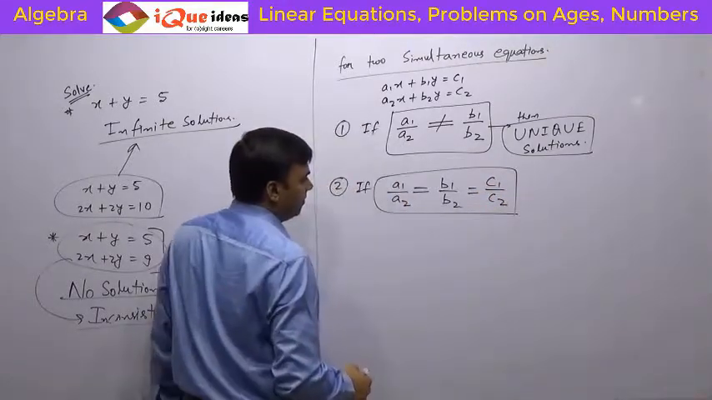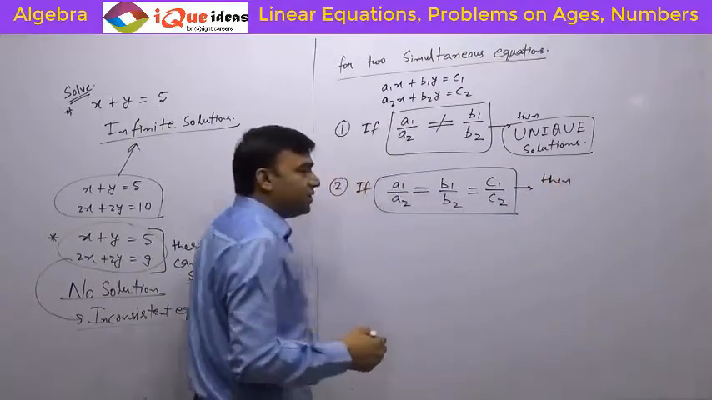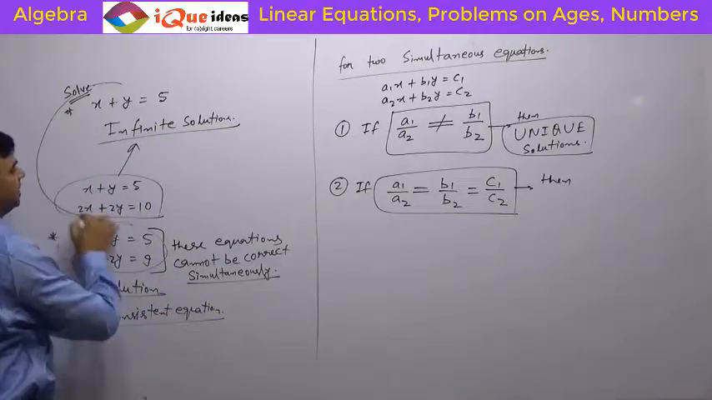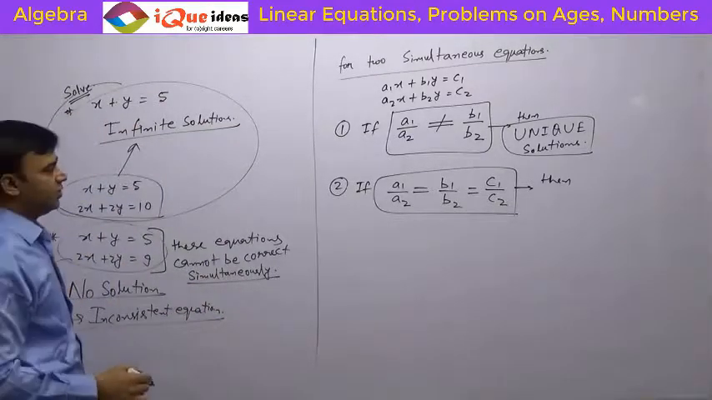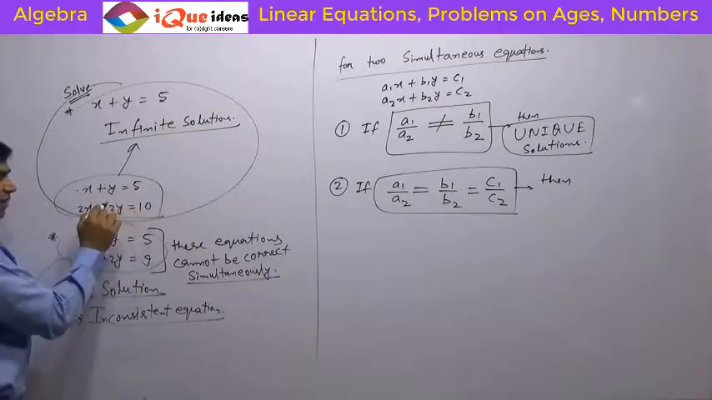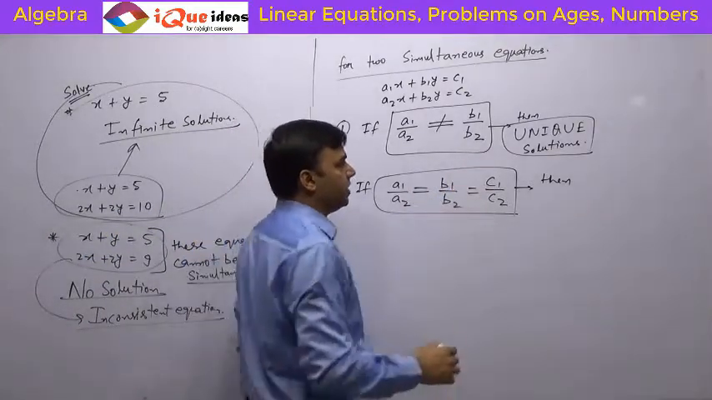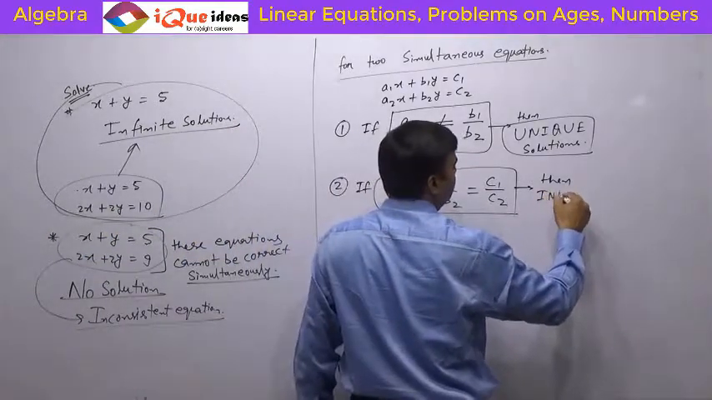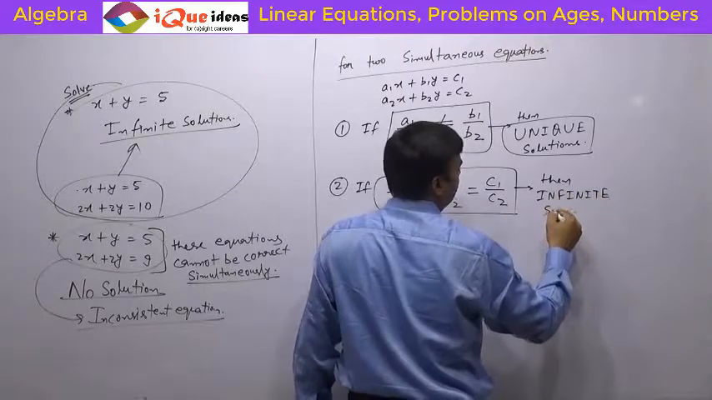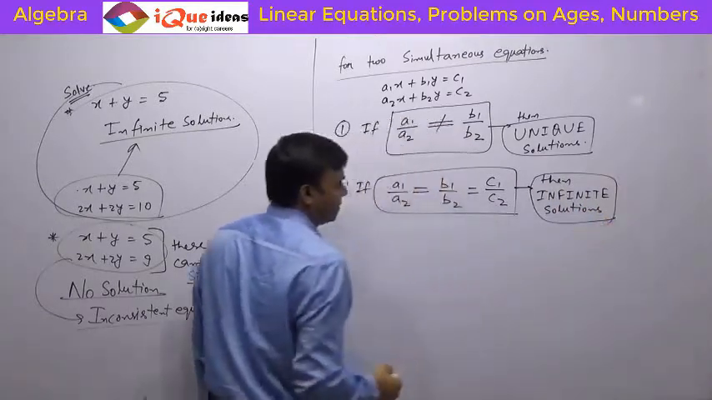So here, let's say first case, if it is also equal to c1 upon c2, then what will happen? In this case, the equations will become non-independent. The equations will become the same, that is this situation. Like in this case it is 1 upon 2, 1 upon 2, 5 upon 10 is also 1 upon 2. So if a1 upon a2 is equal to b1 upon b2 is equal to c1 upon c2, then infinite solutions. So there will be infinite solutions for such equations.